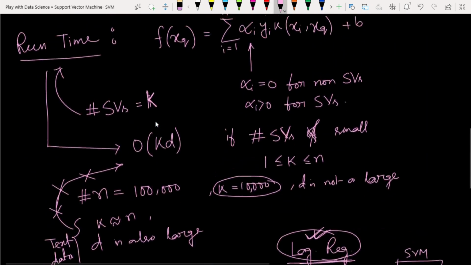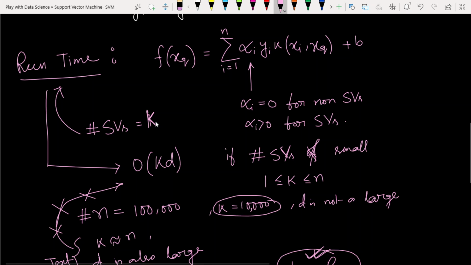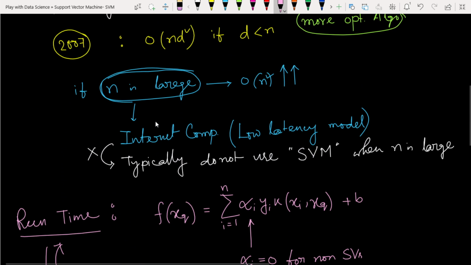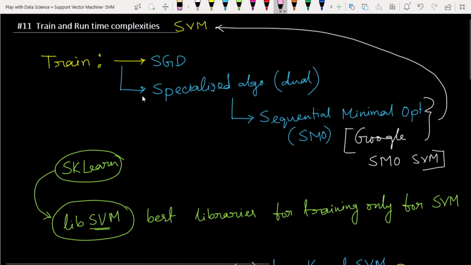In which situations which model is more applicable, and in which situations we can easily use which model, you can see these kinds of things, and also you see the training time complexity.